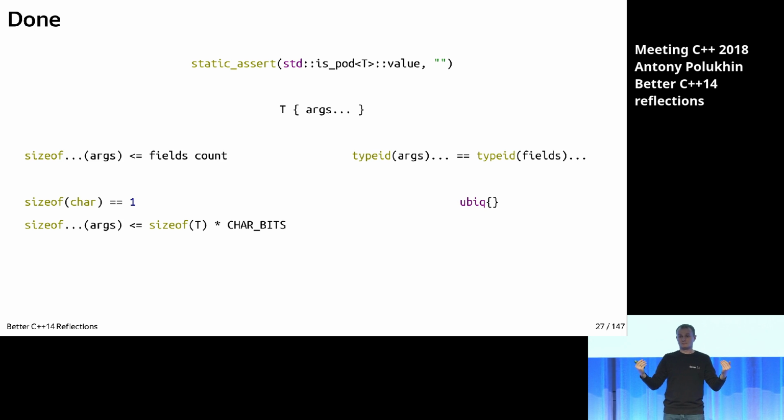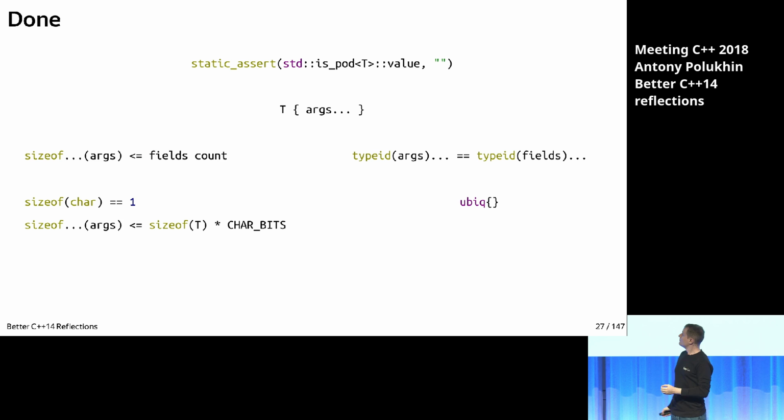The user gives us some data type, some user-provided structure T. We try to aggregate initialize that user-provided structure T with an arguments count equal to the size of that structure multiplied by char bits, and each argument is an instance of ubic. That will fail to compile. We drop off one of the arguments and try again. It will fail to compile. Drop off one of the arguments, compiles. Great. We've got the fields count.